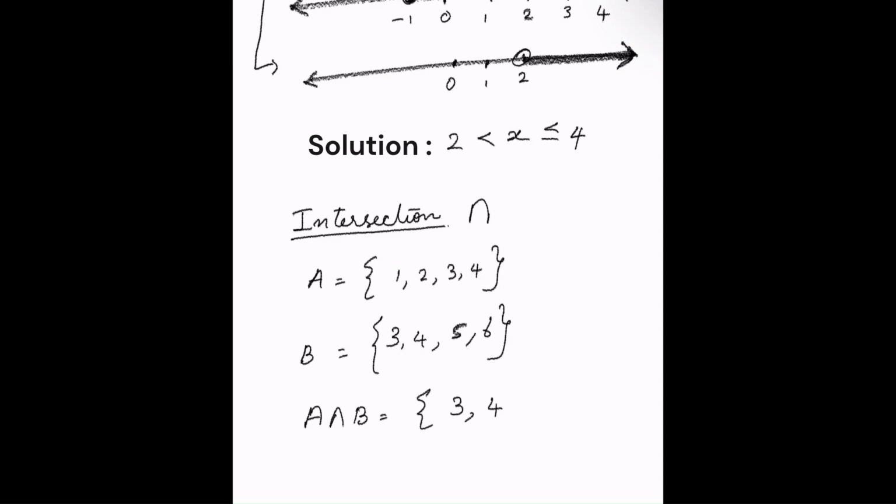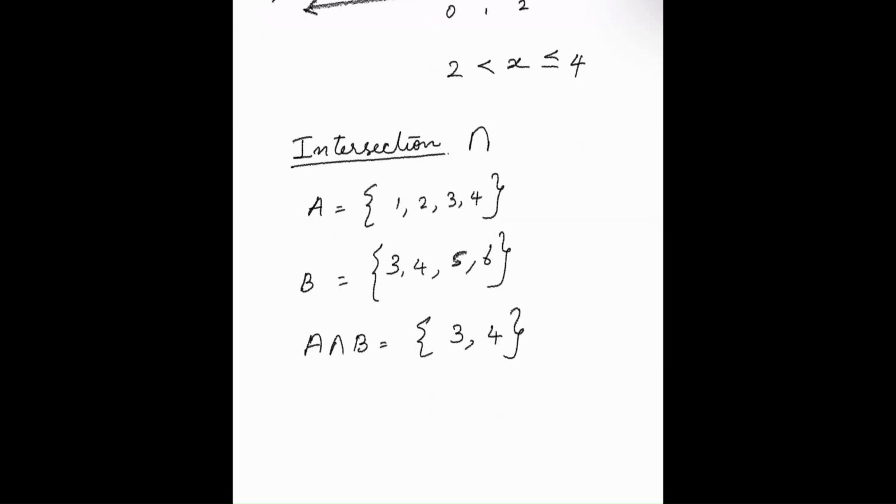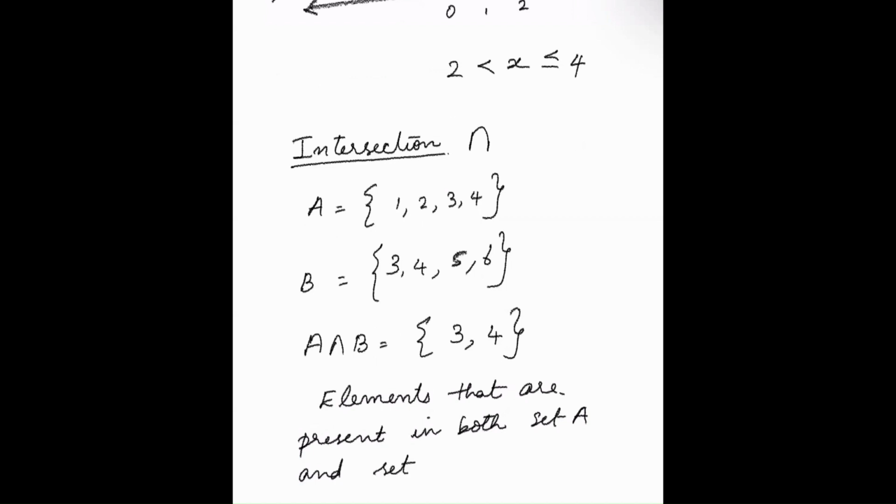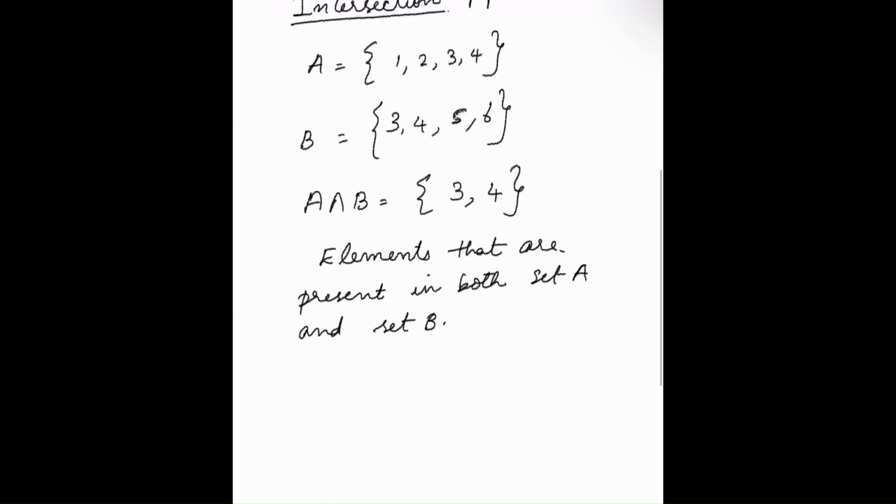So A ∩ B = {3, 4}. Intersection means elements that are common, or elements that are present in both set A and set B. That is intersection.